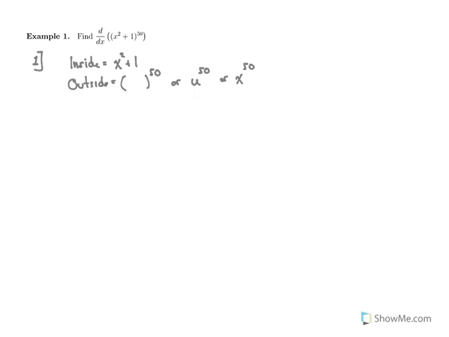All right, step 2, we are going to take the derivative of the outside function. And in this case, that derivative is going to be 50 something to the 49th power, or you can think about it as 50 u to the 49th, or you can think about it as 50 x to the 49th. And I don't care which one you use. I wouldn't recommend writing all three of them. Just write which one works for you.